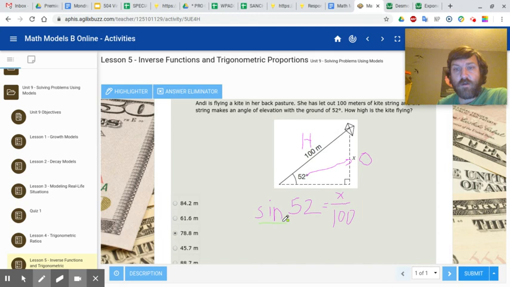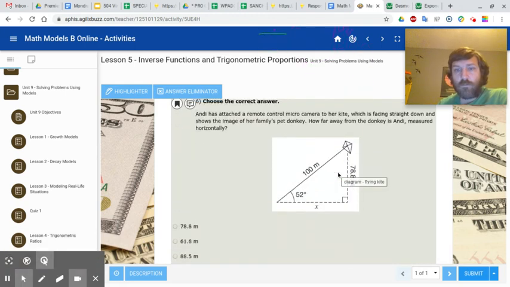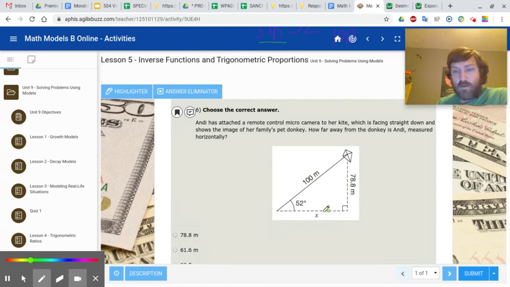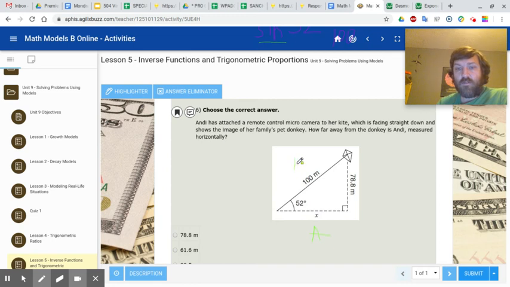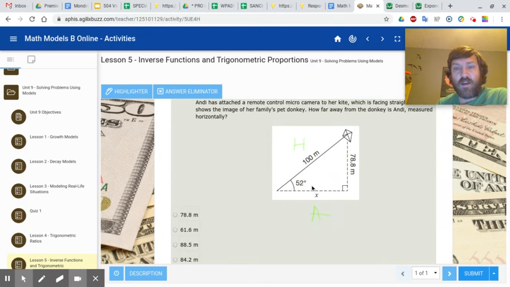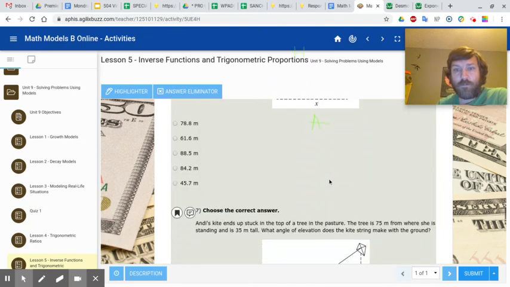Let's jump down to the next one. Similar idea. Andy's attached a remote control micro camera, which is facing straight down and shows the image of her family's pet donkey. How far away is the donkey as Andy measured horizontally? So now we're doing adjacent over hypotenuse. Still 52. So we're going to do 100 times the cosine of 52. So the only difference between number 6 and number 5 is that this should be cosine instead of sine. And I'll let you do that one on your own.